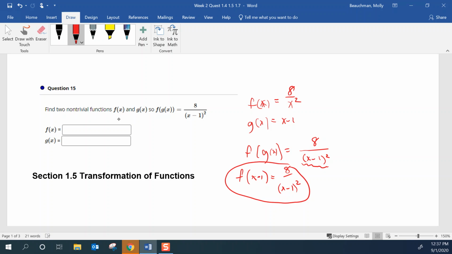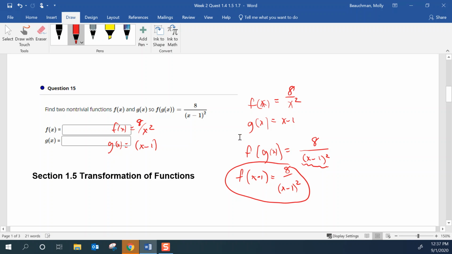So your function f of x, the 8 over x squared, your function g of x, x minus 1. Okay, you could also have f of x is 8 over x, and g of x equal x minus 1 squared. So that's another way you could write that. You just want any two functions so that when you put the composition together, you end up with the given function.